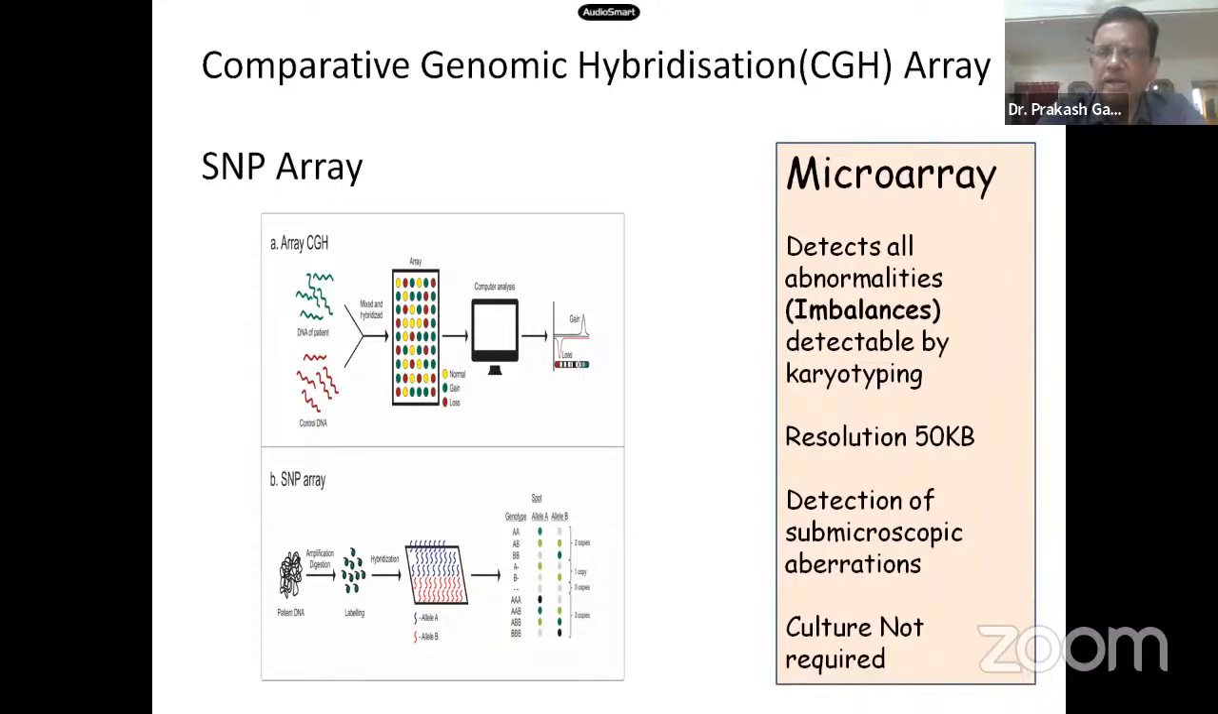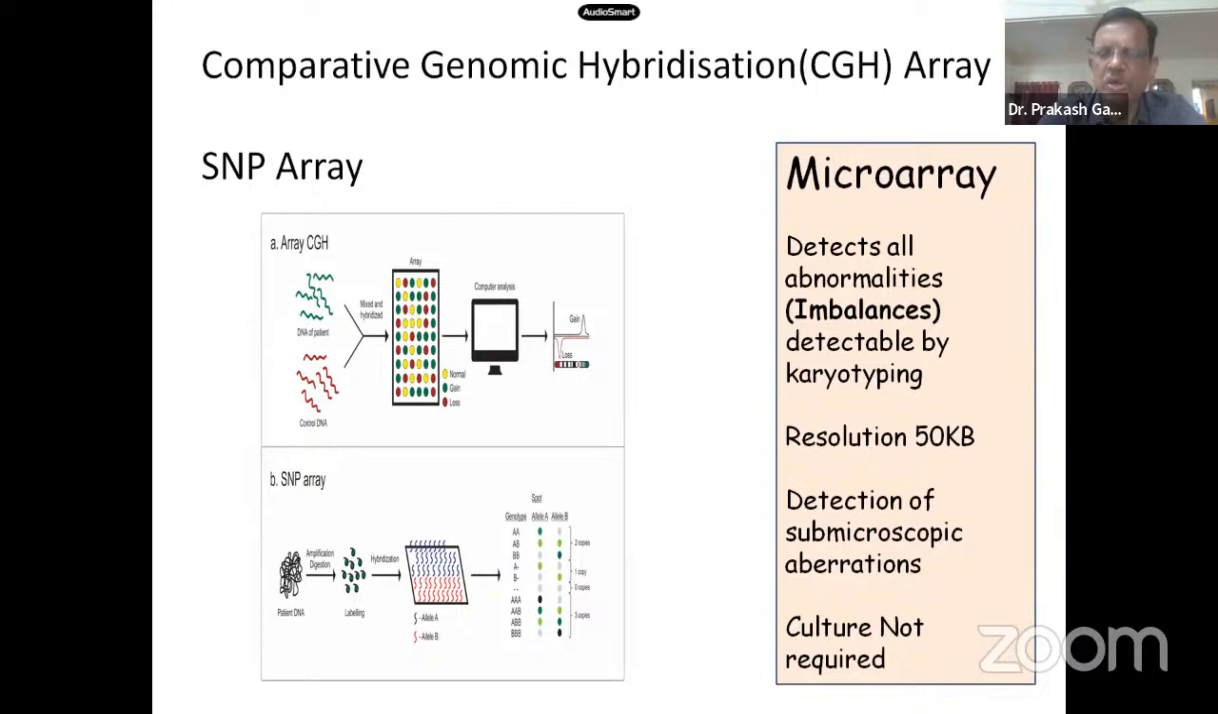So microarray detects all imbalances which are detectable by karyotyping. Microarray can detect aneuploidy, the mistake regarding the number of chromosomes. It can also detect microdeletion or microduplication, which cannot be detected by a simple karyotype. And as you can see, the resolution of a simple microarray can be something like 100 kb, and a very high resolution microarray can have a resolution of 50 kb. So you can see that it's almost 1,000 times as powerful or more powerful than a karyotype.